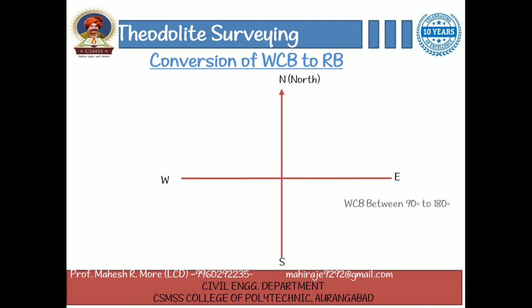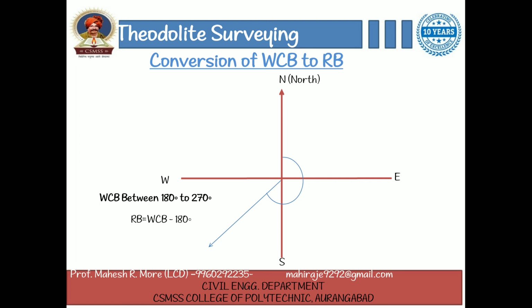In the second quadrant, that means the southeast quadrant, the whole circle bearing is between 90 degree to 180 degree. The reduced bearing is calculated by the formula: reduced bearing is equal to 180 degree minus whole circle bearing. In the third quadrant, that means the southwest quadrant, the whole circle bearing is between 180 degree to 270 degree. The reduced bearing in this quadrant can be calculated by: reduced bearing is equal to whole circle bearing minus 180 degree.